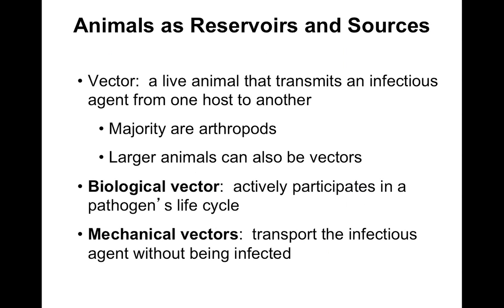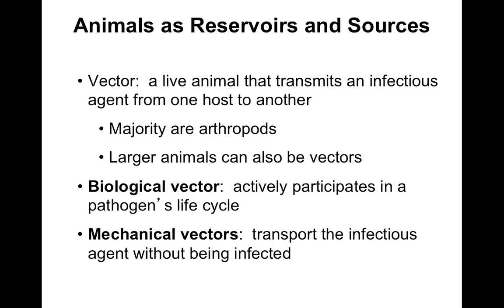So animals as reservoirs. We have vectors. This is a live animal that transmits an infectious agent from one host to another. A good example of this would be mosquitoes. A lot of these are insects that like to land on people. And there are two different types of vectors. You have a biological vector, where part of the pathogen's life cycle is associated with the vector. Generally it's internal. Mosquitoes are a good example of this, tsetse flies, ticks.